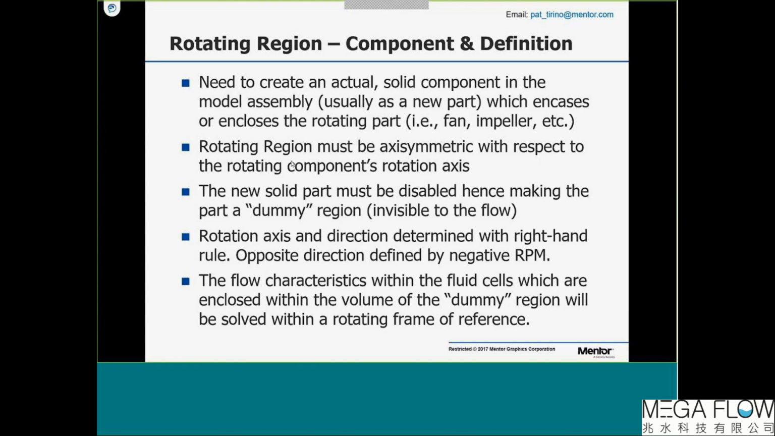That just makes sense. Obviously, whatever you have as a fan or impeller, whatever the rotating region is going to be created as, it should be more often than not a 2D sketch that's rotated in the 360 and encompasses that fan, like a disc, basically a hockey puck or a disc. That's the most simplest way of describing it, okay? The new solid part must be disabled, hence making the part a dummy region, which is invisible to the flow. This happens automatically in EFD, and I'll show you when that happens. But the idea here is EFD has a feature called component control.